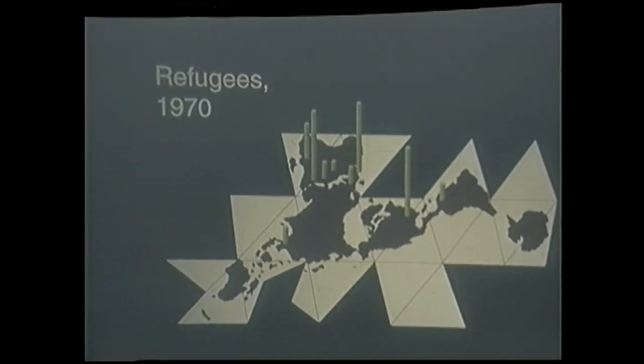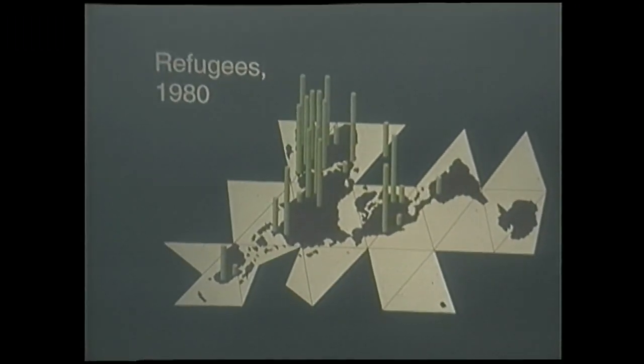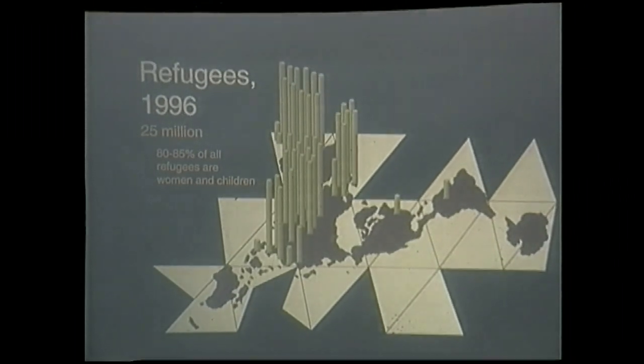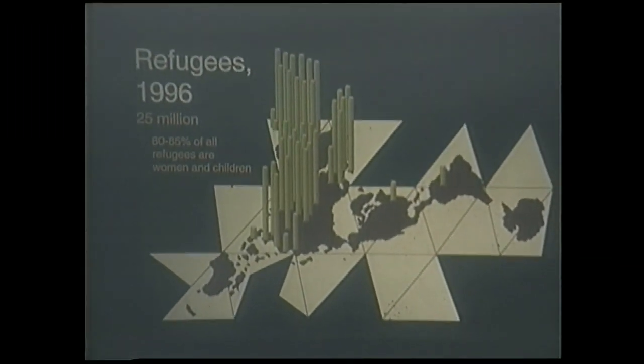In 1970, there were so many. In 1980, it grew, and as you can see, spread throughout the world. And in 1996, we have 25 million refugees, 80 to 85% of which are women and children.